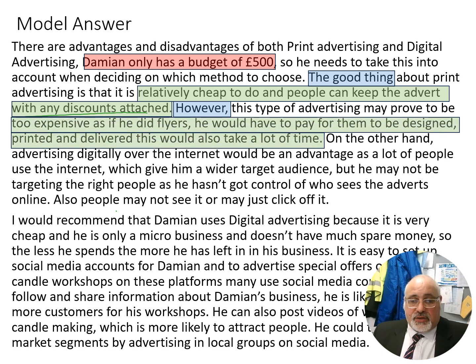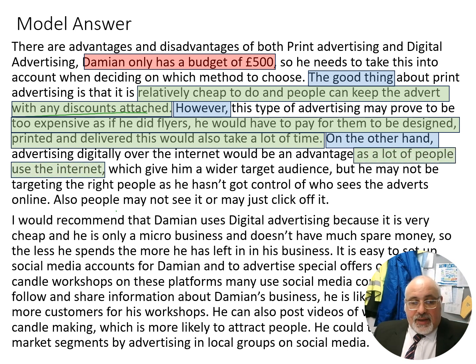This type of advertising may prove to be too expensive, as if he did flyers, he would have to pay for them to be designed, printed and delivered. This would also take a lot of time. So again, it's contextualized. It's a disadvantage because it could cost him more than he thinks. Therefore, it's a contextualized argument. Now comes another connective, on the other hand, meaning we now know that we're moving over to advertising digitally.